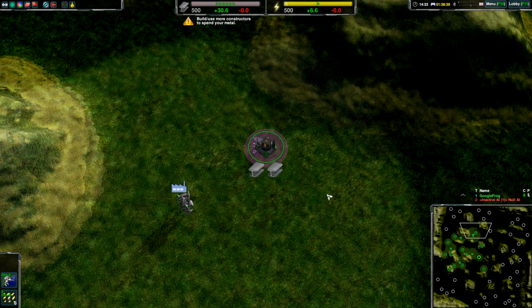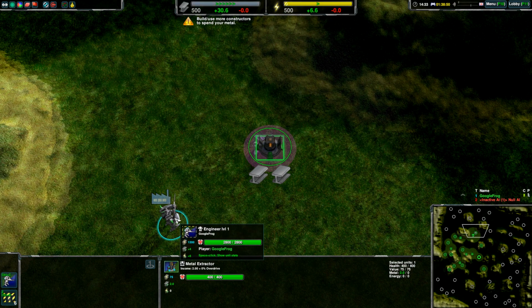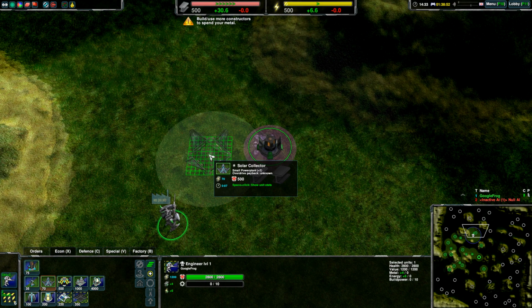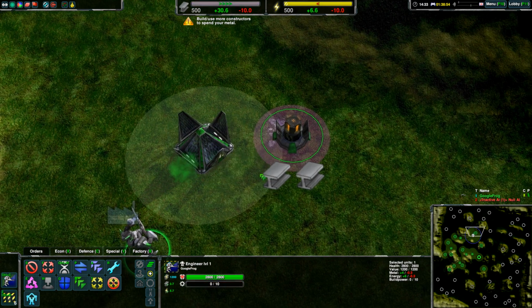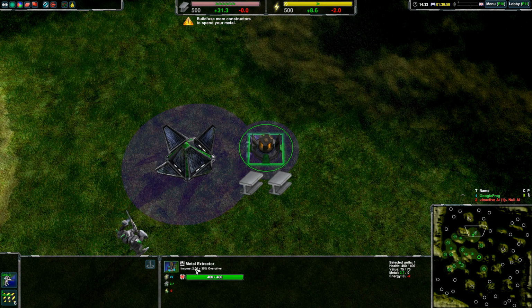Here is everything you want to know and more about Overdrive. The basis of Overdrive is that it allows you to increase your metal income by pumping energy into your metal extractors. To demonstrate this, I'll make a solar collector with no cost enabled, and this 2 income metal extractor has this 2 energy being pumped into it, giving it an extra 35% for 2.7 income.